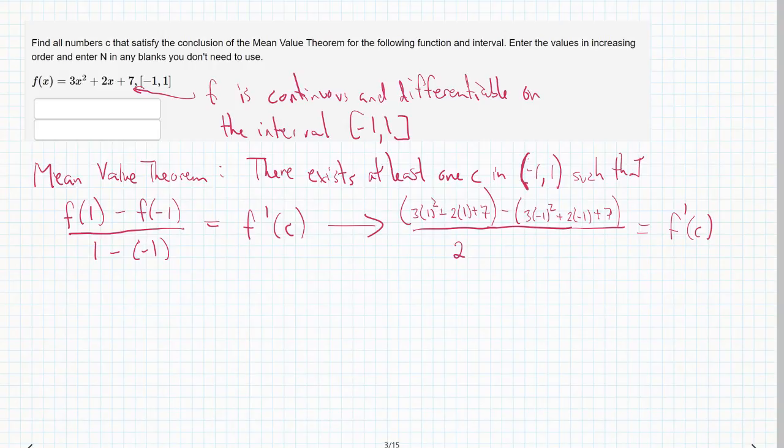Now the beautiful thing here is if you square negative 1, that becomes 1. So if you square 1 and negative 1, they're the same thing. So these two parts would cancel. The 7s will cancel. Now notice we have 2 minus a negative 2. That makes 4. So this is 4 divided by 2 equals f prime of c. A lot of people get hung up trying to add up all these things, and you're going to have a lot of stuff cancel from time to time. So try and take advantage of that.